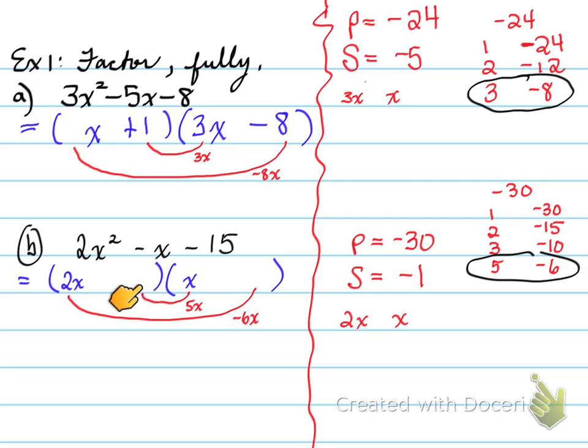Now, we can find the other set of numbers by thinking about 2x times what gives us negative 6. That'll be minus 3. And x times what gives me 5x. That is plus 5. And folks, if I FOIL this out, 2x times x is 2x squared. 2x times minus 3 is minus 6x. 5 times x is 5x. 5 times negative 3 is negative 15. There's my last right there. And there we go, folks. That's how you do this.